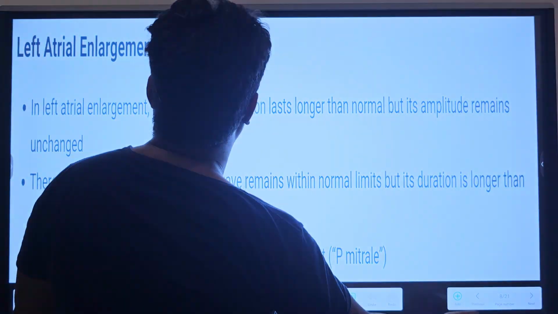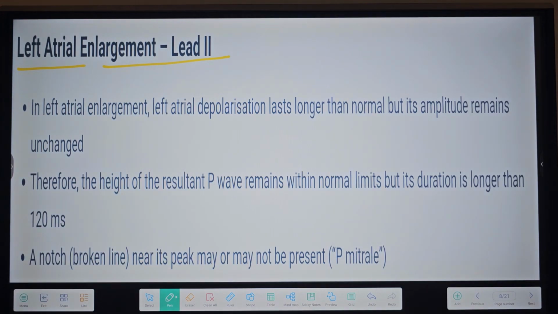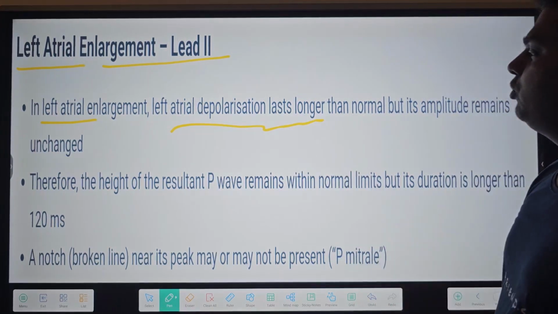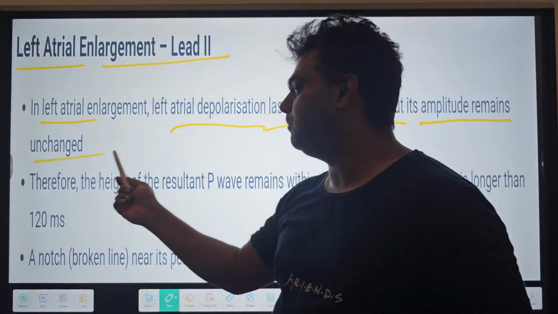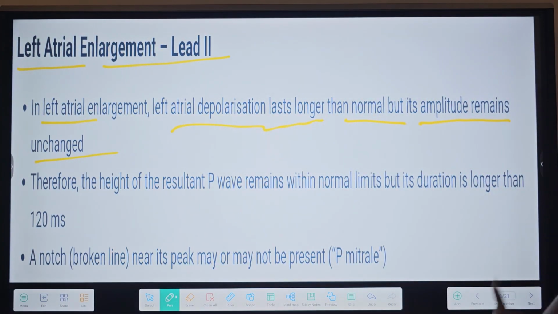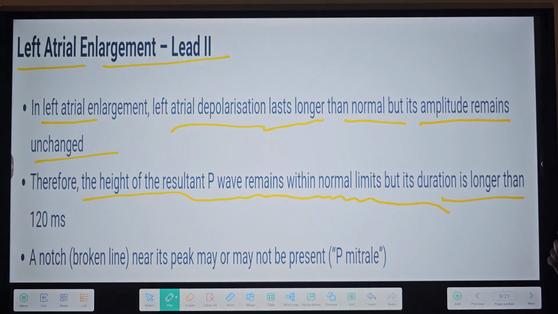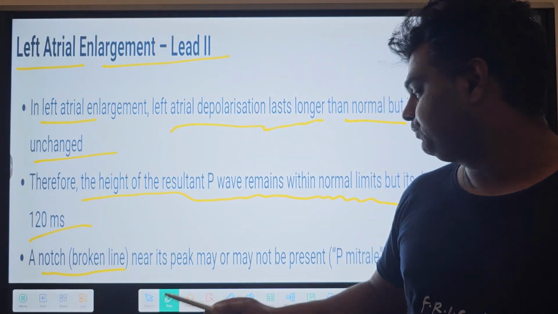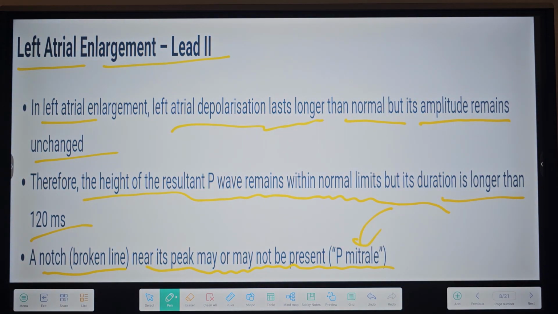Now please read this. Left atrium enlargement in lead 2, generally we see lead 2. In left atrial enlargement, left atrial depolarization lasts longer than normal, but its amplitude remains unchanged. This is a very important line: amplitude doesn't change, it's the width that changes. Therefore, the height of the resultant P wave remains within normal limits, but its duration is longer than 120 milliseconds. A notch, that is a broken line that I have told you, near its peak may or may not be present, and this is known as P mitral because mostly it is seen in cases of mitral stenosis.